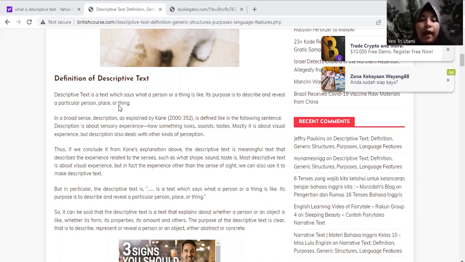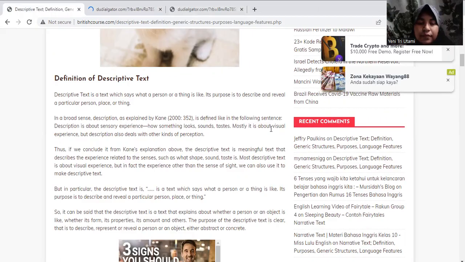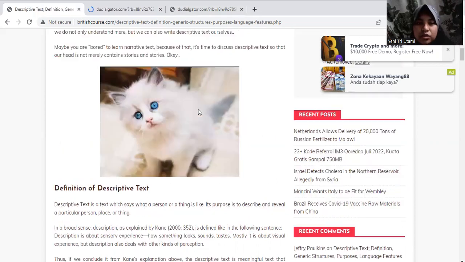And then I want to show you guys several photos provided in the text. Wait, let me share this one. This picture is a picture of a cat, a beautiful cat. Can you guys give me some description to describe this cat's appearance? So for the first one, are there any opinions?